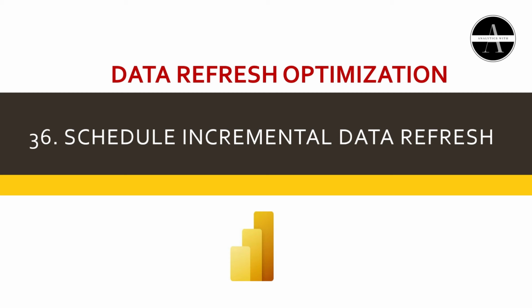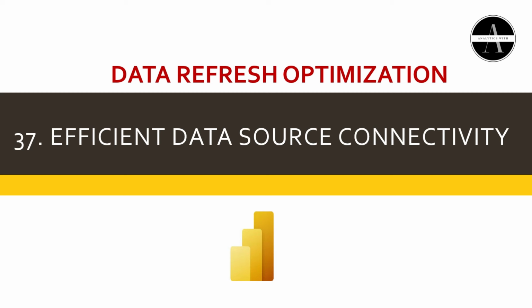Point number 37. Efficient data source connectivity. Ensure you are using the most efficient data source connectivity for your report. Power BI offers two main modes, DirectQuery and Import. Use Import mode when you need to work with a large dataset and want the best performance. On the other hand, DirectQuery is great for real-time data connections, but may slow down your performance as each interaction queries the data source. Choose the appropriate mode based on your report needs to optimize the performance.